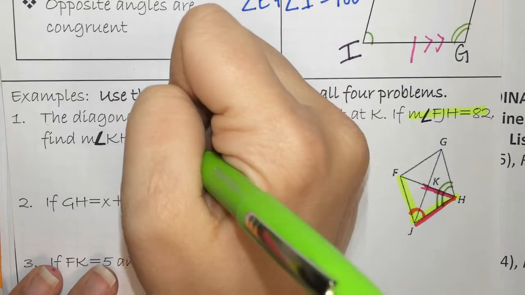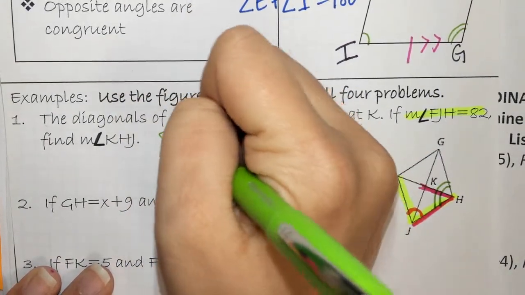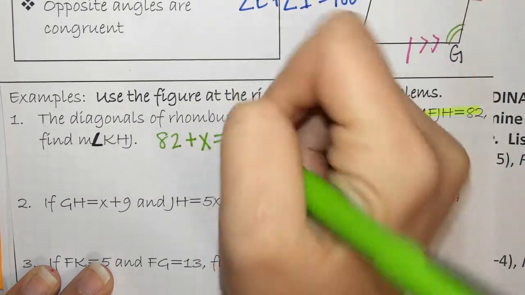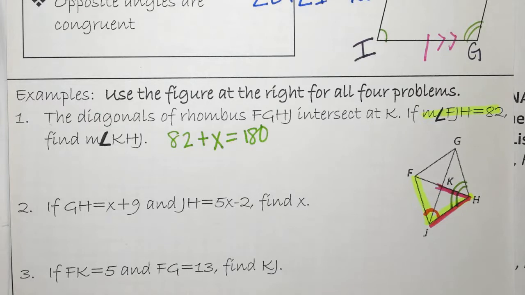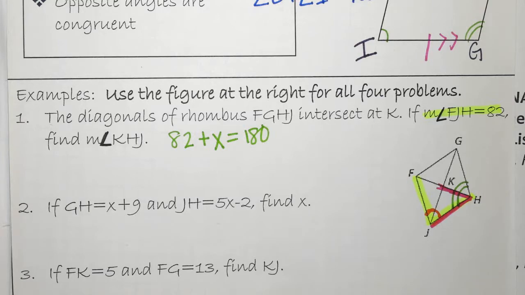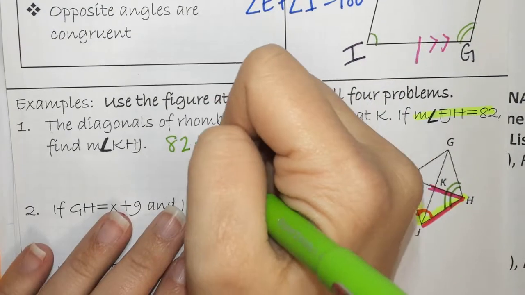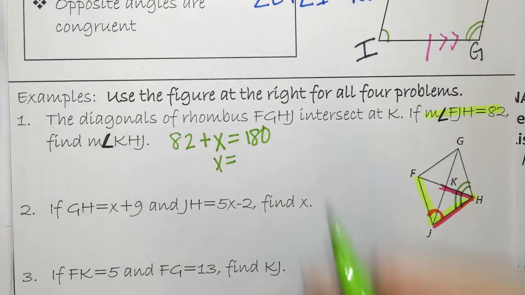Now, what would we do with angle J and angle H to begin with? Alright, so we would do 82 plus X, which is what we're looking for, equals 180. Why did we set it equal to 180? Because they're supplementary, because they're consecutive angles. Good, take a point. Now, what would I do from here? And what's 180 minus 82? 98.